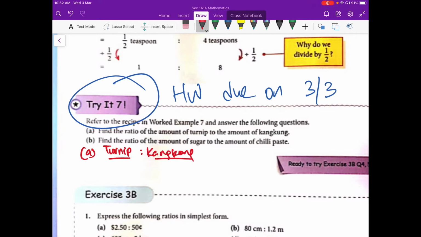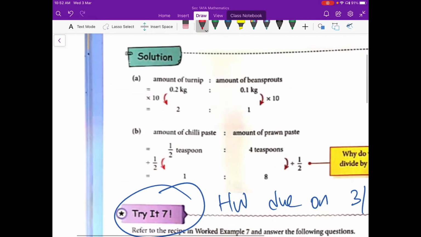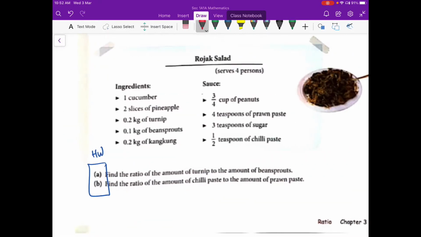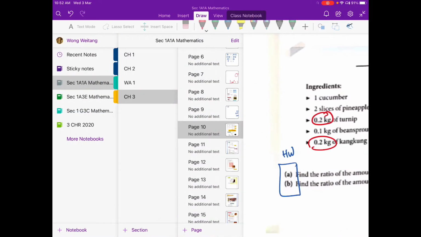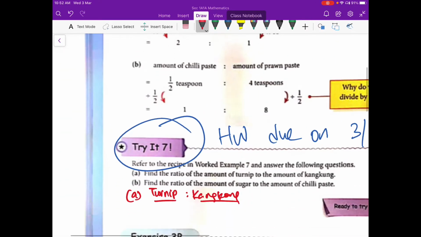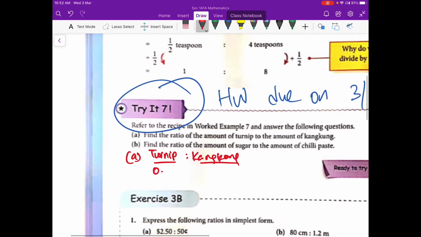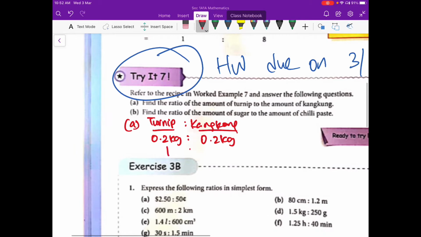Okay, so we need the information. How much turnip, how much kangkong? Turnip 0.2 kg, kangkong 0.2 kg, so what's the ratio? So 0.2 kg to 0.2 kg, are they the same values? So it's 1 to 1. Don't need to do any calculation, it's 1 to 1. 2 is to 2 can be simplified to become 1 is to 1. Okay, so that's for part A.